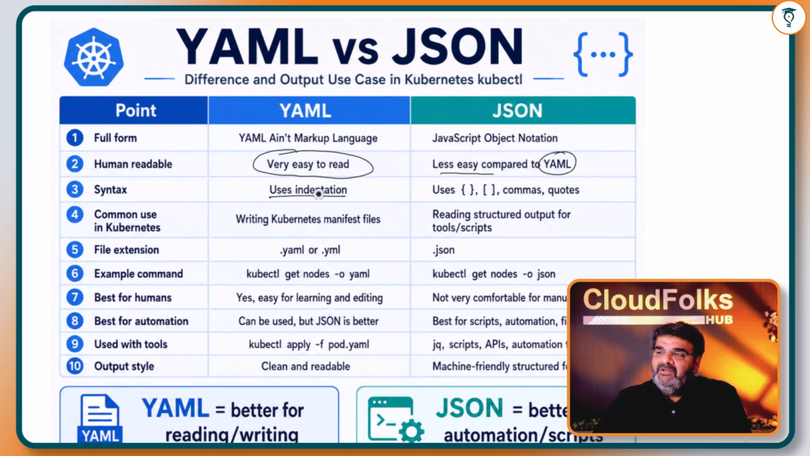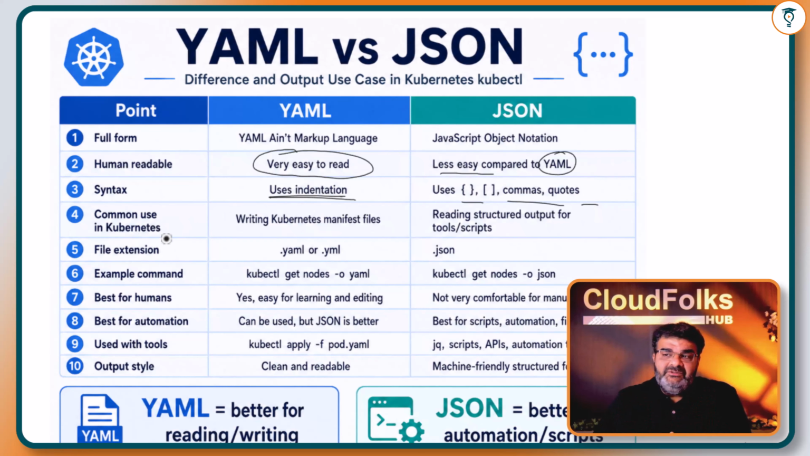Now, this is the main part. For YAML, we just need to take care of indentation. When we write a JSON file, we have to take care of brackets, commas, and quotes. It is a little bit complex to write. And again, we are not going to write these files right now, so you don't need to worry. We are just going to read these files, okay?